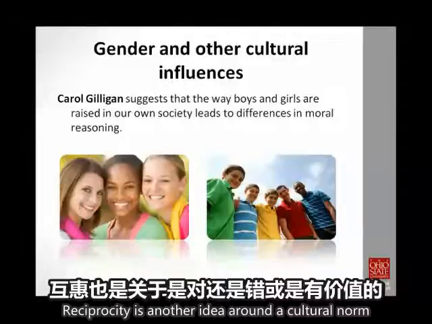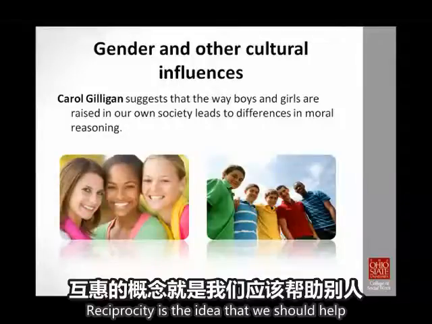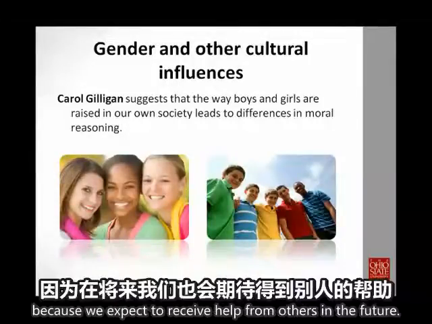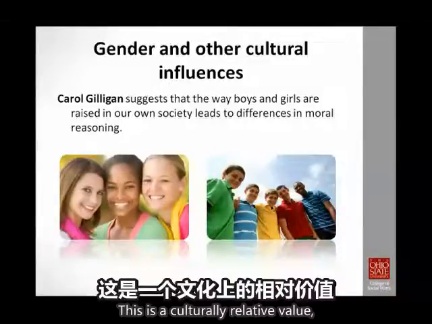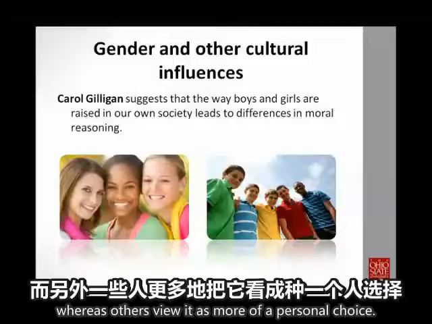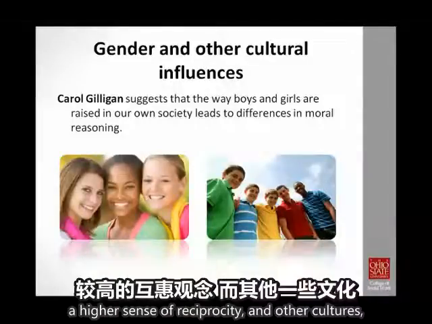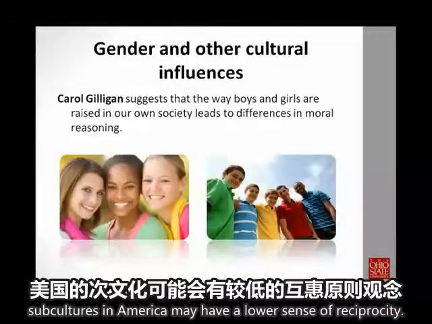Reciprocity is another idea around a cultural norm about what is right or wrong, what is valued. Reciprocity is the idea that we should help because we expect to receive help from others in the future. This is a culturally relative value, with some practicing it as a moral obligation, whereas others view it as more of a personal choice. Some subcultures in America may have a higher sense of reciprocity, and other subcultures in America may have a lower sense of reciprocity.